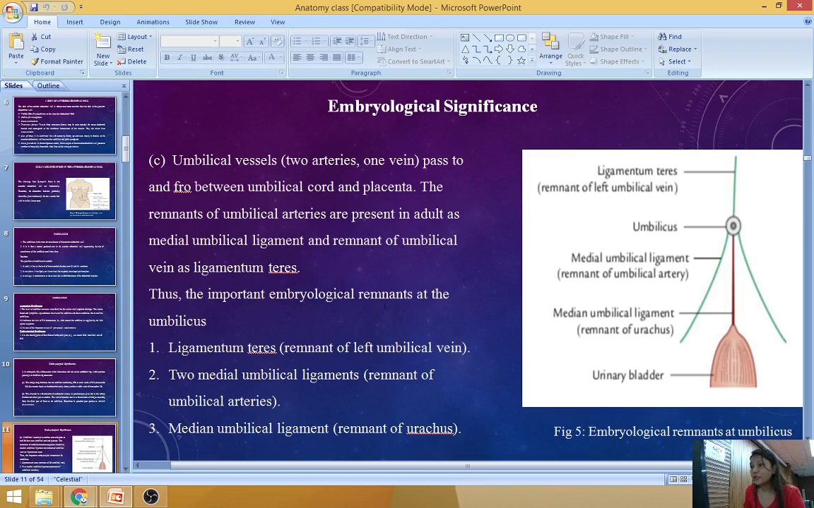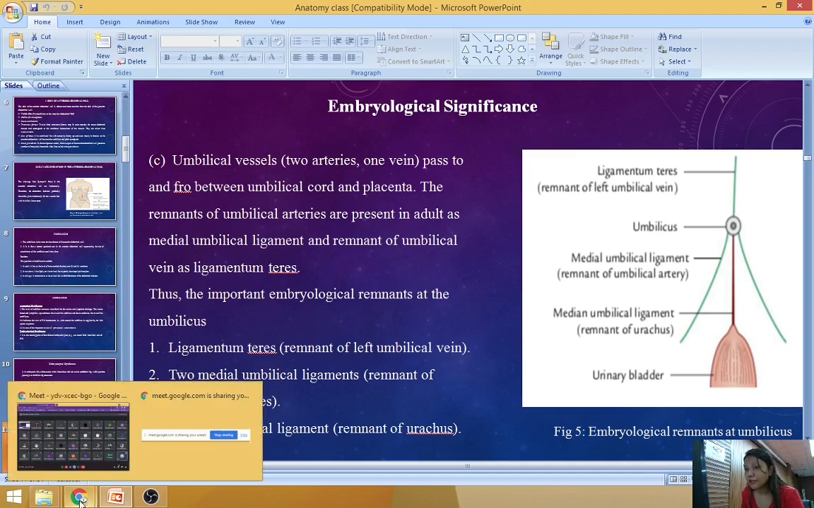Embryologically, the remnant of the left umbilical vein is the ligamentum teres. Always remember, left is left behind. Actually we have two umbilical veins, right and left, but the right regresses and the left is left behind. The remnant of the umbilical arteries is the two medial umbilical ligaments, and the remnant of the urachus, which we will study in embryology, is the median umbilical ligament. Median, mind you, median. This is medial, this is median.